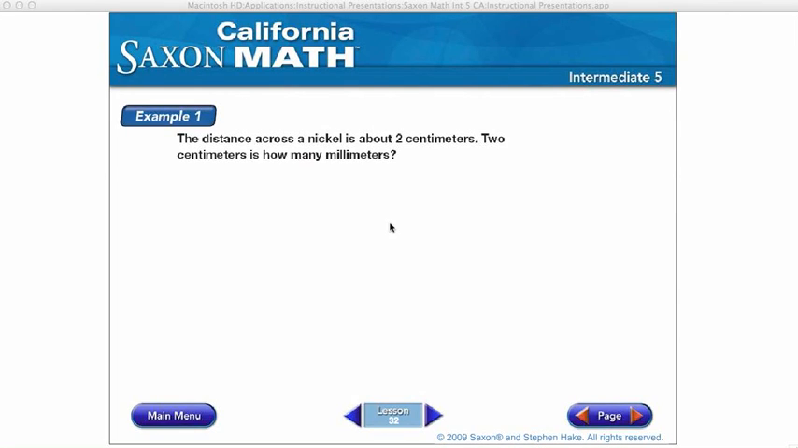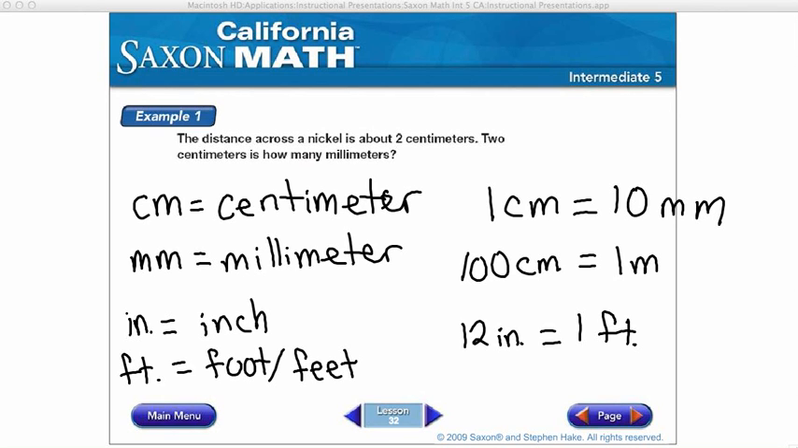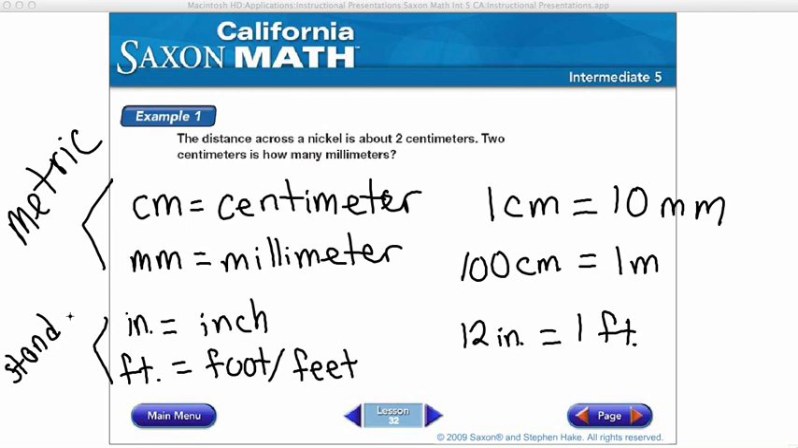Hi everybody, today we're going to be talking about lesson 32, measuring lengths with a ruler. Whenever we talk about a ruler, it typically has two sides. It has what we call the metric side, which is measured in centimeters or millimeters, and it has what is called the US customary or standard side, which is our inches or a foot.